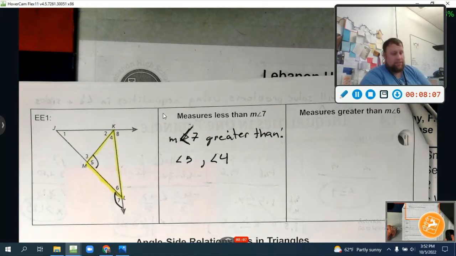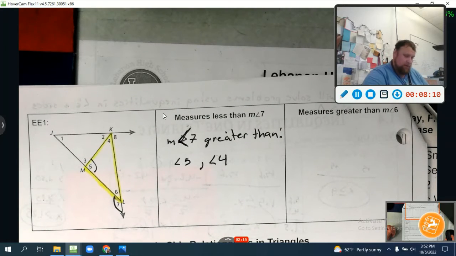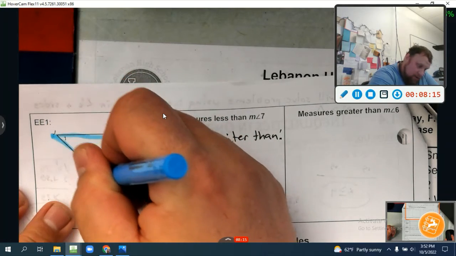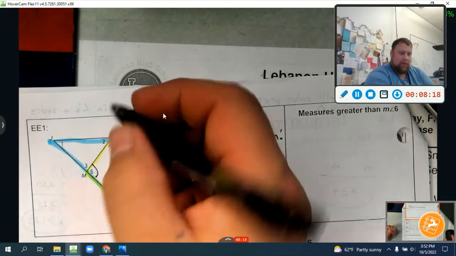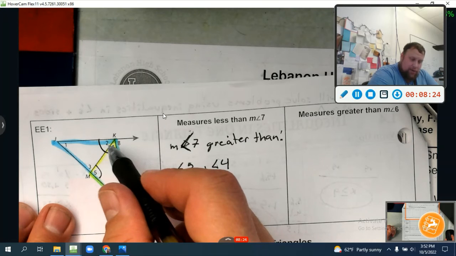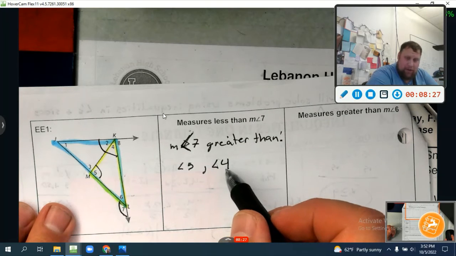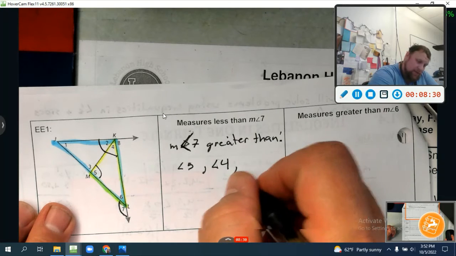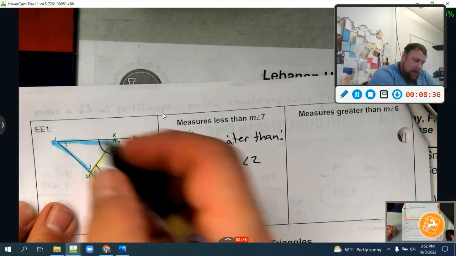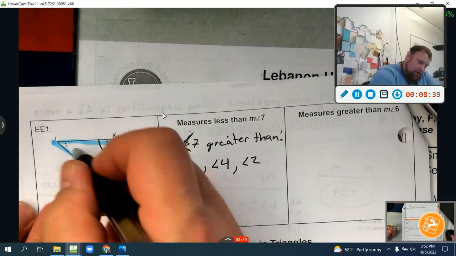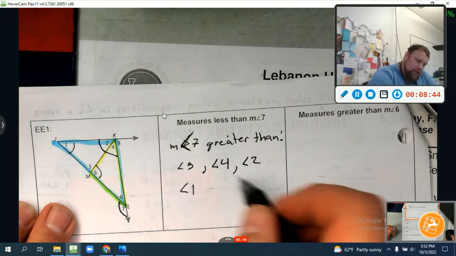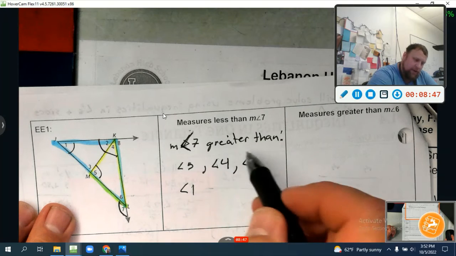Now, let's look at another triangle that we can form right here. What if I look at this triangle? Now, we got to do a little bit of thinking here. We know that angle 7 is greater than the measure of angle 2 plus the measure of angle 4. Therefore, if it's greater than the measure of angle 4, it's also greater than the measure of angle 2. Angle 2 has less measure than angle 7. And then angle 1, right there. That has less measure than angle 7. See how that works? So these four angles have less measure than angle 7, or the measure of angle 7 is greater than these angles.